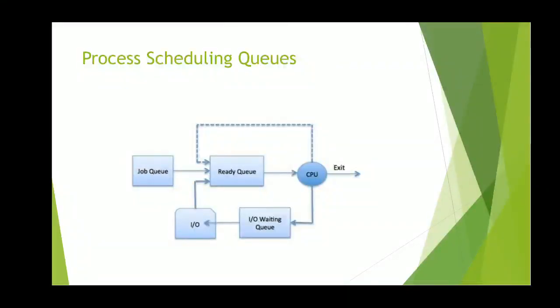This is the diagram of the scheduling queue. Here in the job queue you can see all the processes, and if a process is ready, you can see it in the ready queue, ready to be given to the CPU by the scheduler. And if the process is waiting for some IO device, then you can see it in the IO waiting queue.